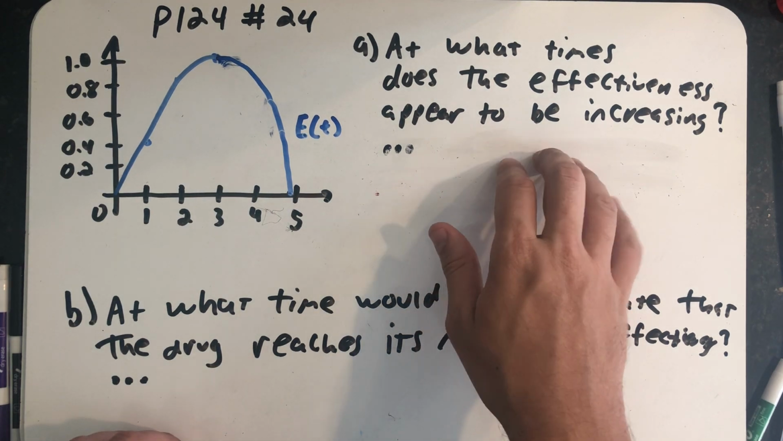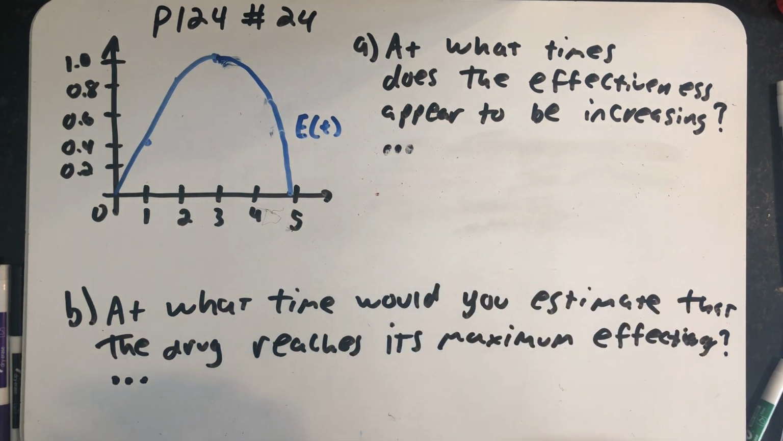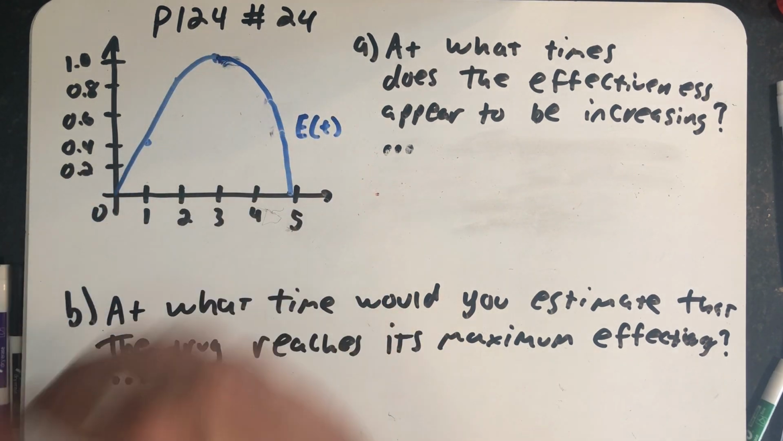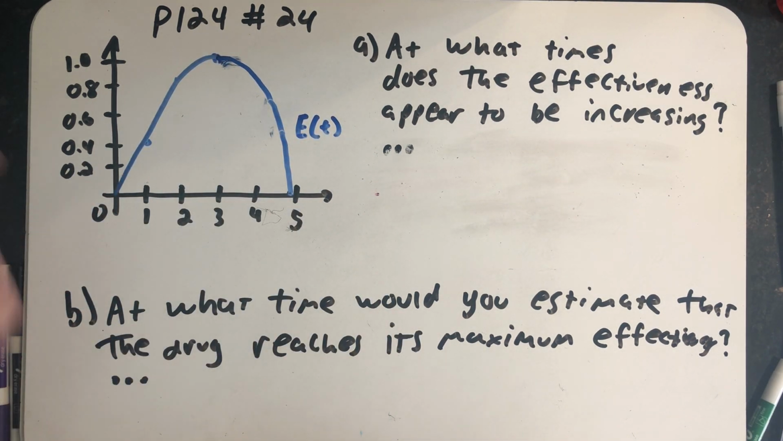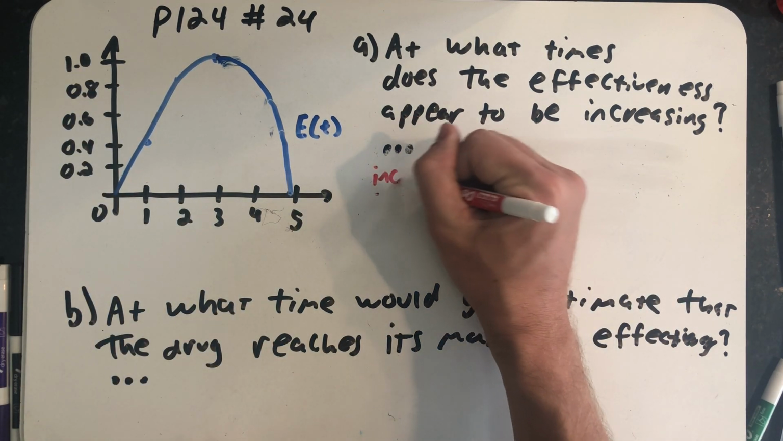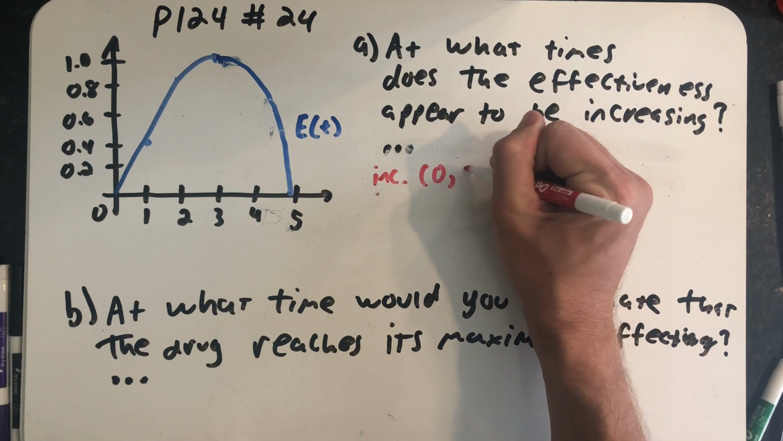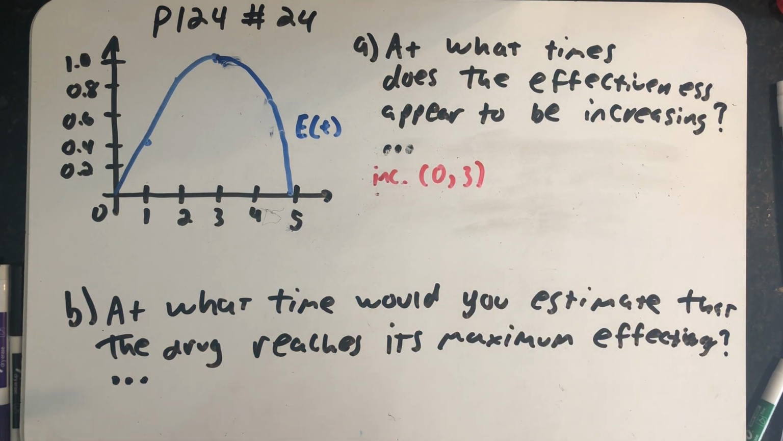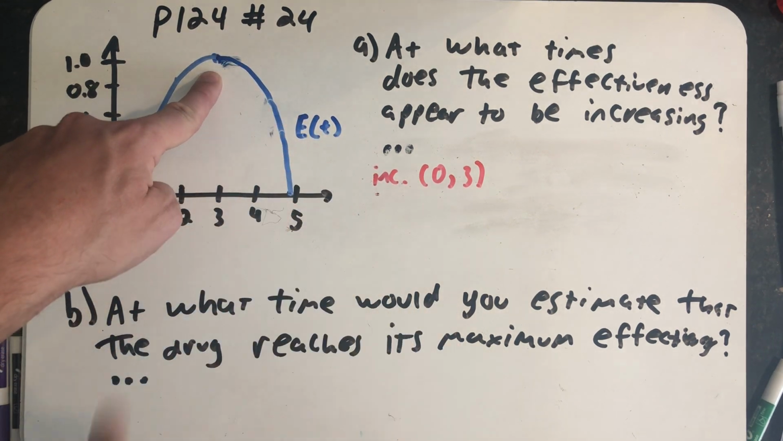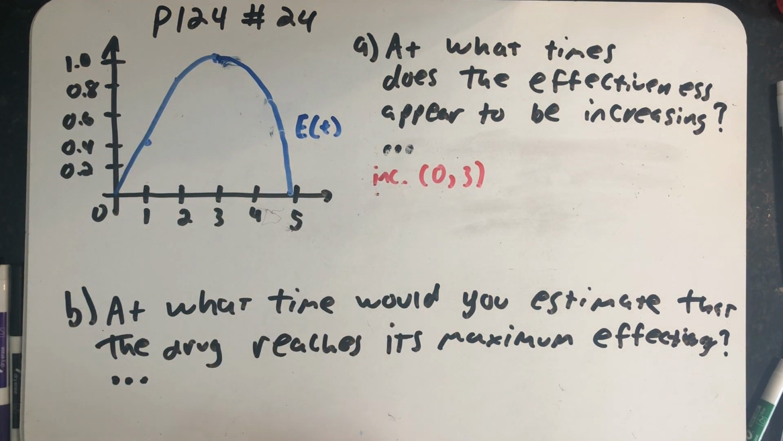At what times does the effectiveness appear to be increasing? Well, a function is increasing when it goes up from left to right. When the domain goes up, the y value also goes up. So on this function, I'm going up from left to right on the interval from 0 to 3. All right, so I'm increasing from 0 to 3. Of course, I could tell you we're decreasing from 3 to where the domain ends. In your author's diagram, it looks to end just before 5, but he only asks about the increasing.